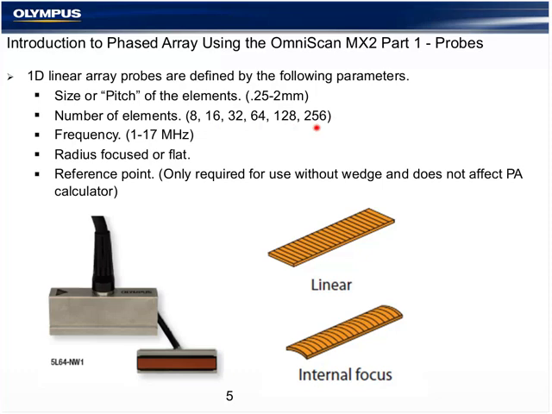Frequency is exactly the same as conventional UT. It cannot be controlled by the software. It's a function of the hardware, and it's a compromise between penetration and sensitivity. Radius or flat probes can combine mechanical steering, and the calculator also needs to know a reference point. Inside this housing, the elements cannot be seen, so a reference in the entry is made from the edge of the internal housing. This allows a probe or a wedge to be programmed correctly.